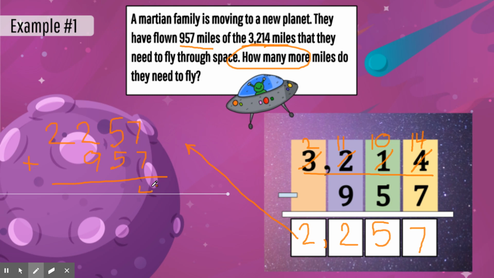7 plus 7 is 14, carry my 1. 5 plus 5 is 10, plus 1 more is 11, carry my 1. 1 plus 9 is 10. 10 plus 2 is 12, carry my 1, and 1 plus 2 is 3. So, since those match, that means that my answer of 2,257 miles more to fly is correct.